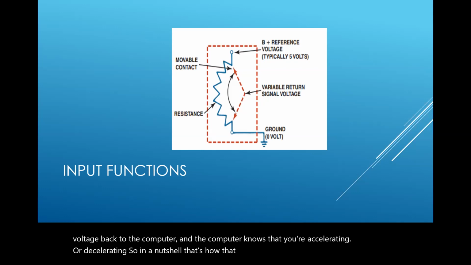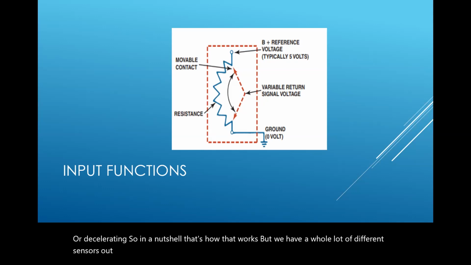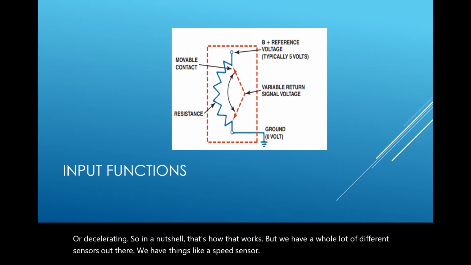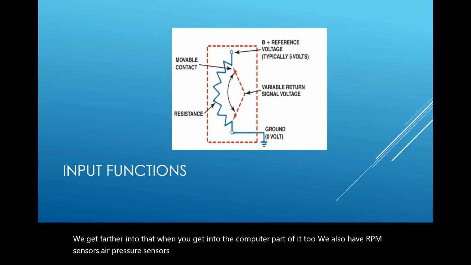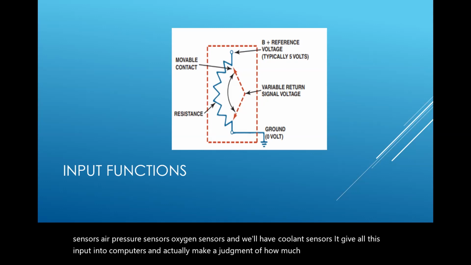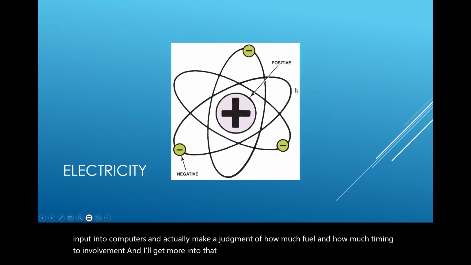But we have a whole lot of different sensors out there. We have things like a speed sensor. We'll get farther into that when we get into the computer part of it too. We also have RPM sensors, air pressure sensors, oxygen sensors, and coolant sensors. They give all this input into computers so we can make a judgment of how much fuel and how much timing to involve. And I'll get more into that as we go along too.